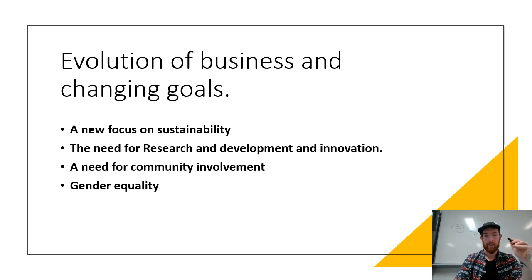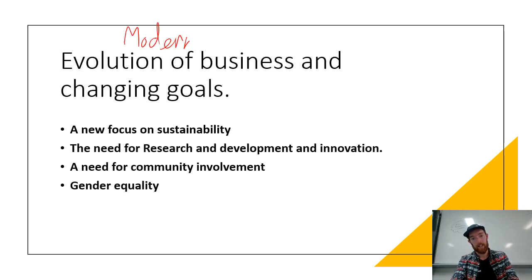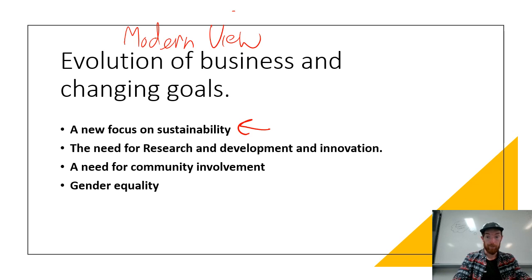So the evolution of business and changing goals. This is the modern view of business behavior that we're looking at now. So there is a new focus on sustainability. Businesses are trying to move away from using plastic, etc., that can negatively impact the environment. So if you see, there's been a wide-scale ban on plastic bags. That's been a government push, but that also affects businesses' behaviour. A lot of businesses start to use biodegradable packaging to show that they are being sustainable.